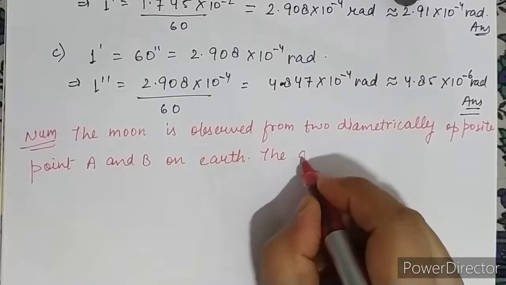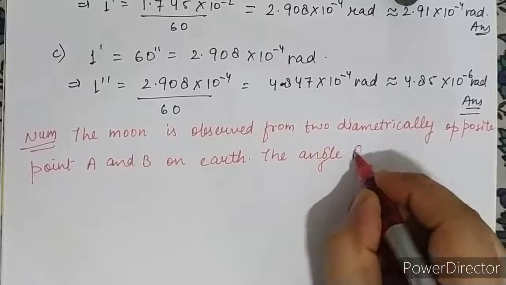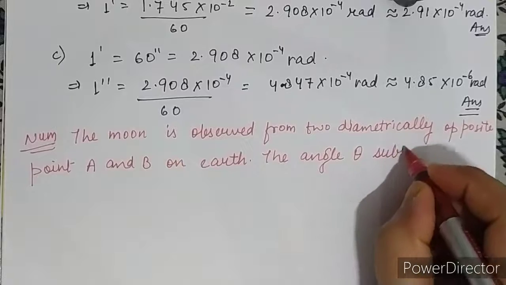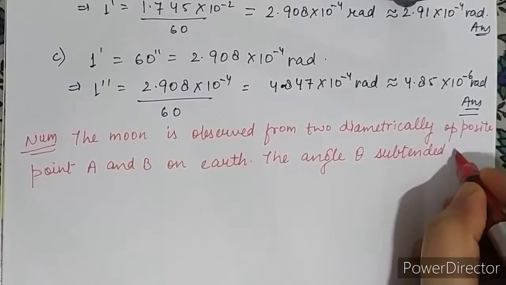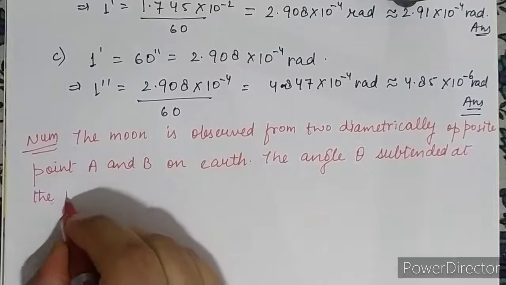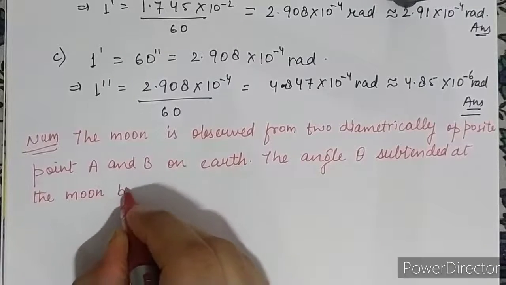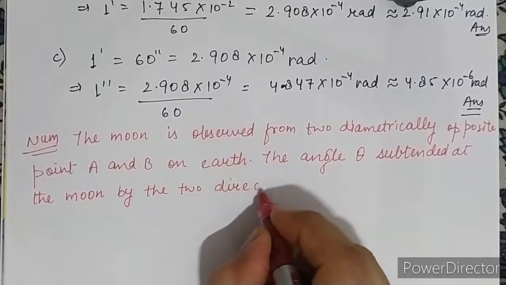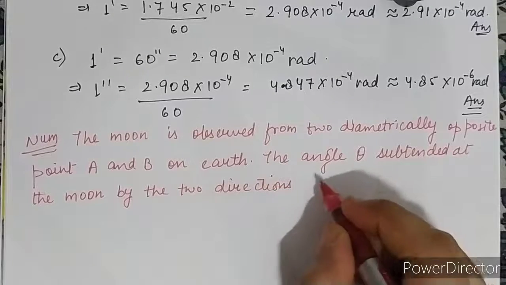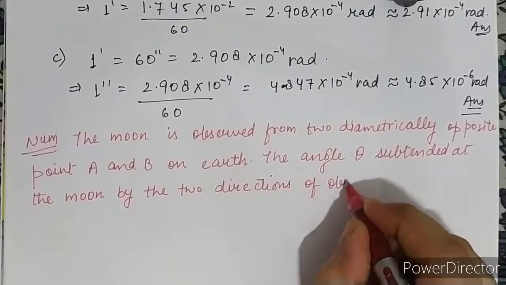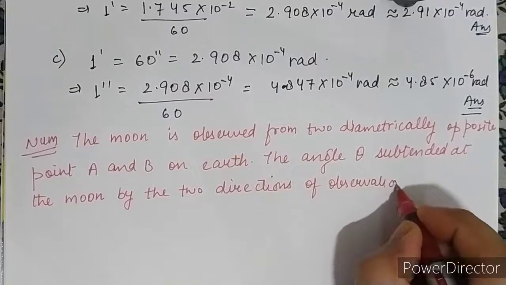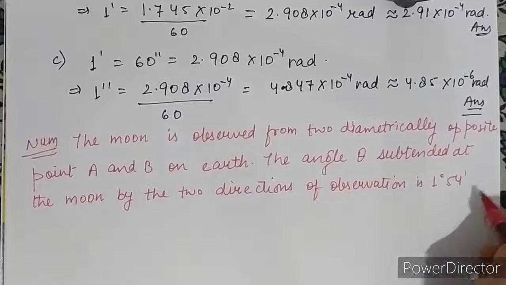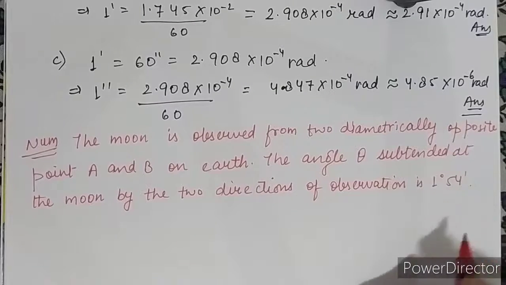Now the angle theta subtended at the moon by the two directions of observation is 1 degree 54 minutes.